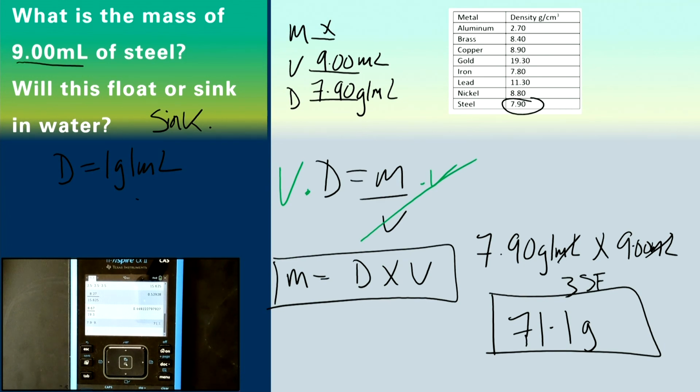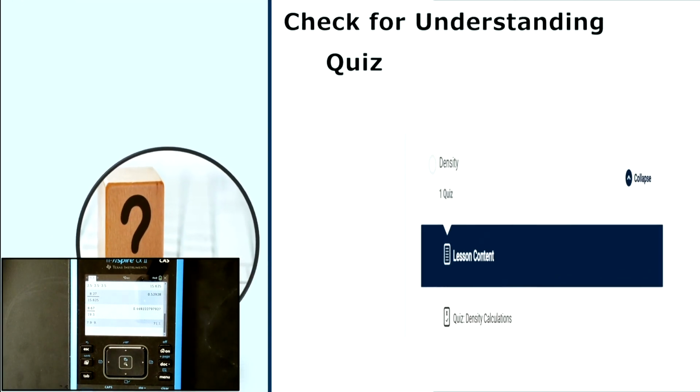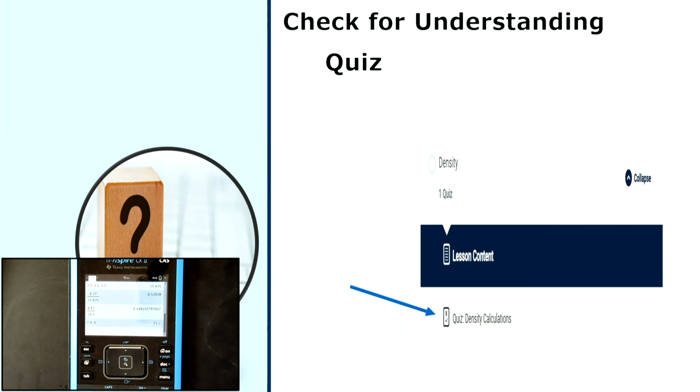So, with that being said, I have another check for understanding quiz for you. And it's based on density calculations. And this time you're going to have to put a number in, so it's not a multiple choice. And when you put the number in, again, I have it set up so that it will tell you whether you got the correct number of sig figs or not.